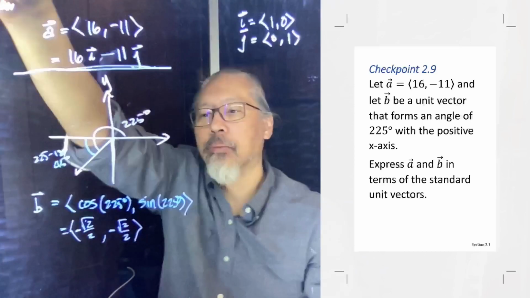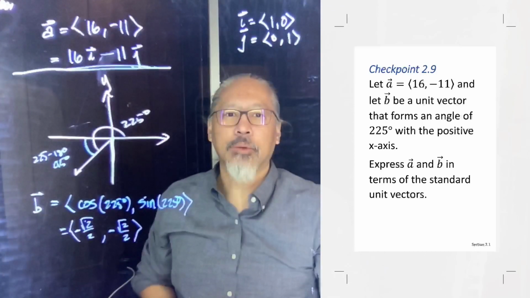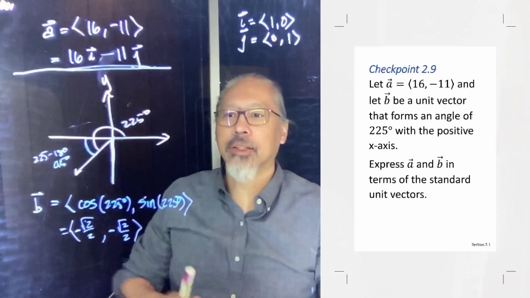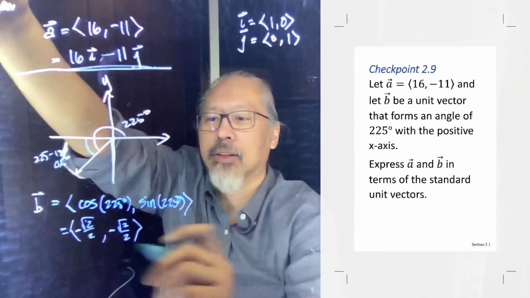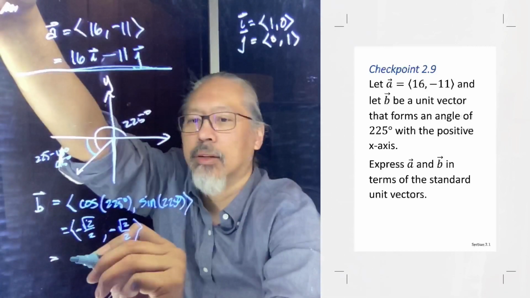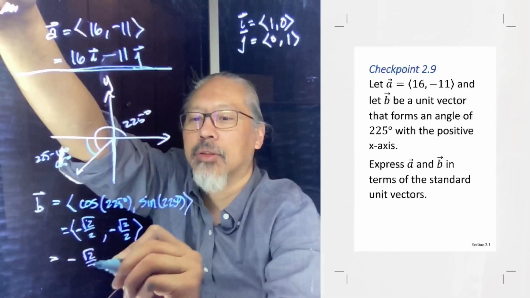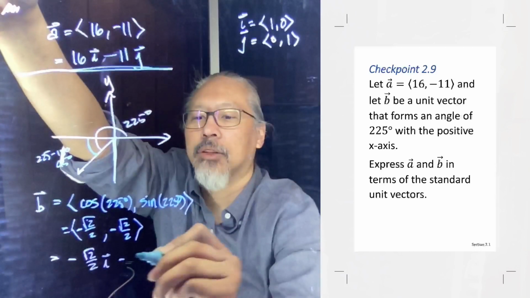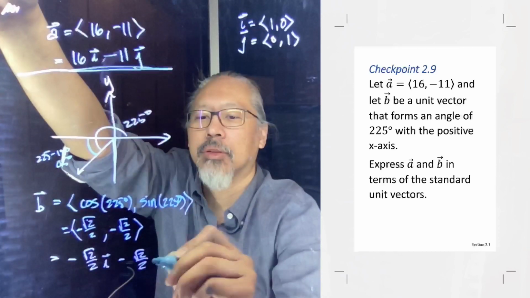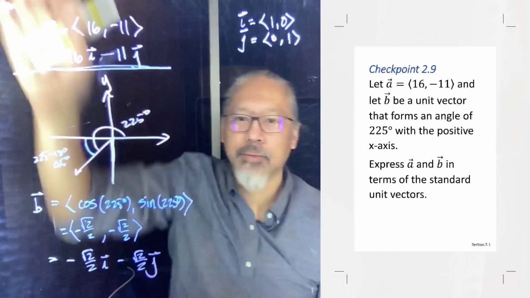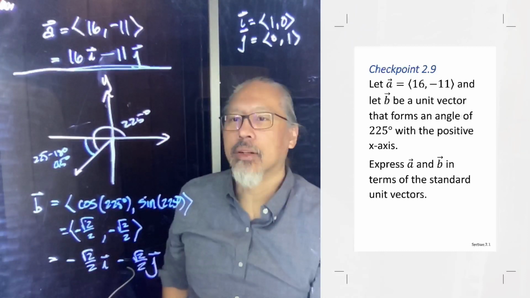So this is our component, and we want to write it in the standard basis with the standard basis vectors. So we can write negative square root of 2 over 2 in the I direction minus root 2 over 2 in the J direction, and that should give us our result.